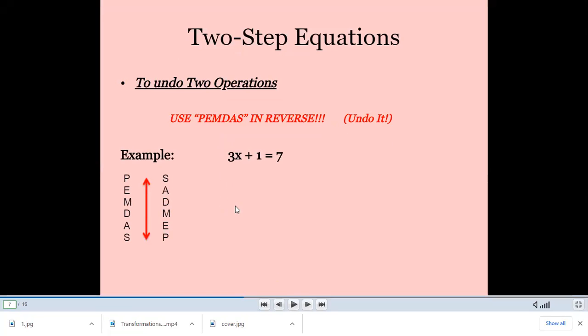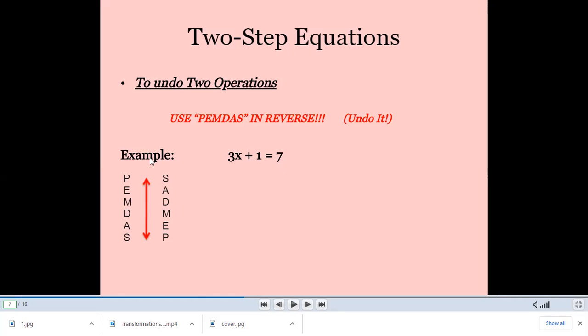If you have a question like this, 3x plus 1 equals 7, which number or which part do we want to start with? 3x plus 1 equals 7. How can we solve this question? If you are working with PEMDAS, parentheses, exponent, multiplication, division, and I said whichever comes first, then we use addition and subtraction.